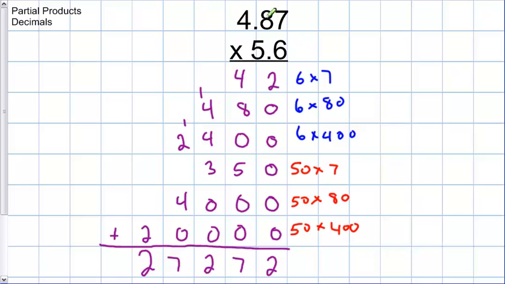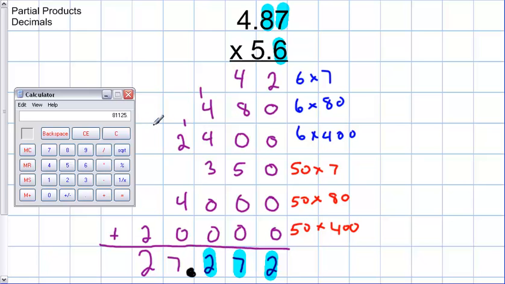Now I've got to worry about the decimal points. So I'm going to highlight all of the digits to the right of the decimal point. Okay, I highlighted all my digits to the right of the decimal point. So I highlighted 3 digits, so that means I go down here and I highlight 3 digits. After I highlight those 3 digits, my decimal point goes right after that. So right there. So my answer is 27 and 272 thousandths.